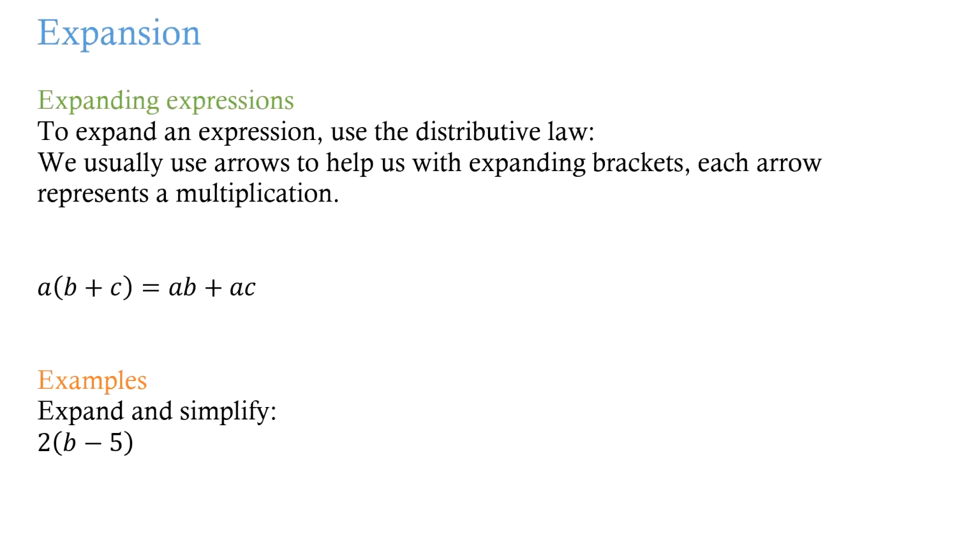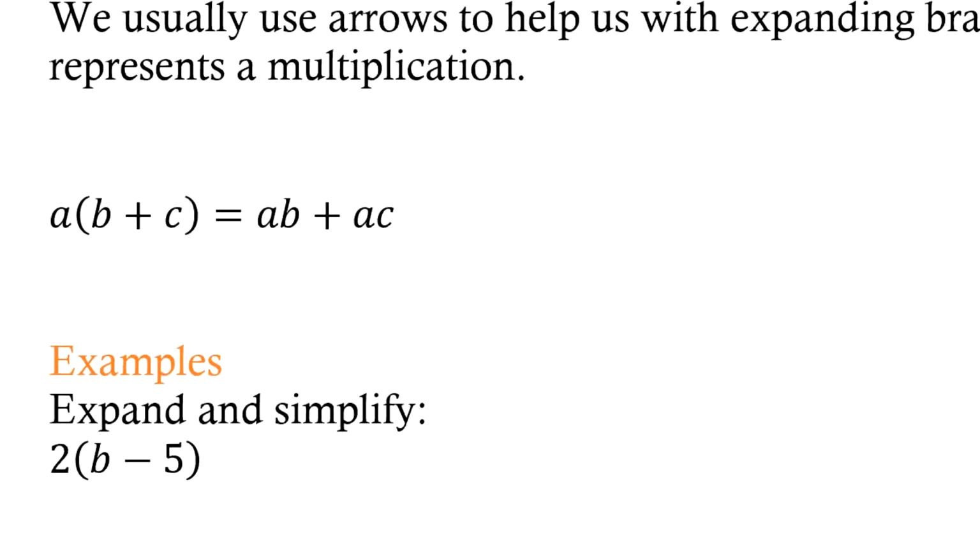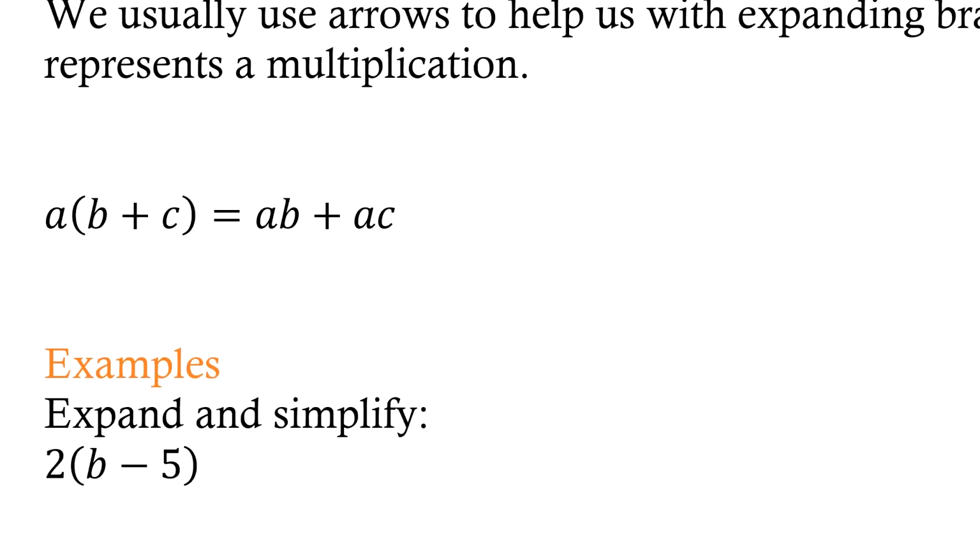In this video we're looking at expansion, mainly expanding expressions. To expand an expression we use the distributive law. My preferred method is to use arrows to help us with expanding these brackets, and each arrow represents multiplication. As you can see there, we have A and then B plus C in brackets. That's equal to AB plus AC. This is because we get A times B and A times C, which equals AB plus AC.